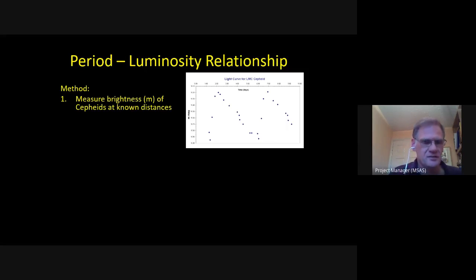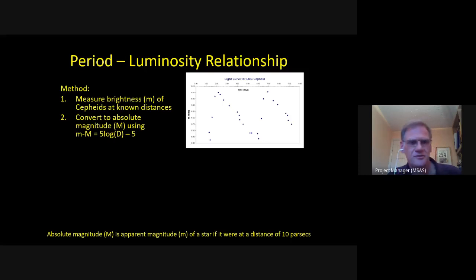Because you know the distance and you know the brightness, you can use this equation to work out how far away it is, or sorry, you can convert it to absolute magnitude because you already know how far away it is. So little m is the magnitude you measure. Big M is what we call absolute magnitude, which is how bright the star would be if it was at a distance of 10 parsecs away. Big D is the distance. So you plug the numbers into this equation and you can work out the absolute magnitude of the star.